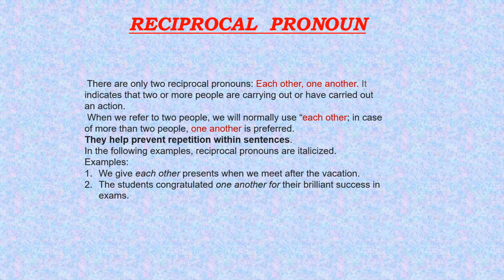Reciprocal pronouns are each other, one another. They indicate that 2 or more people are carrying out or have carried out an action. When we refer to 2 people, we normally use each other. In the case of more than 2 people, one another is preferred. They help prevent repetition within sentences. Sometimes we repeat, so that repetition is out.